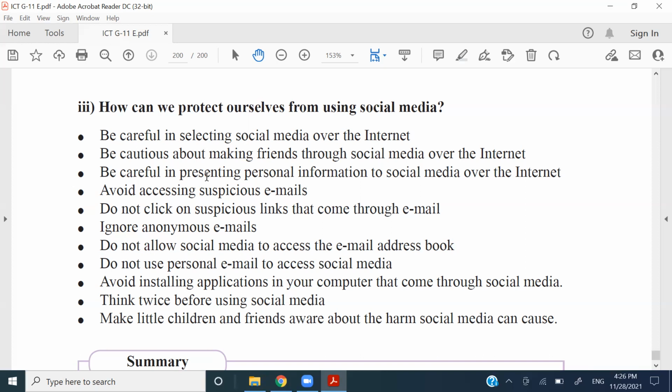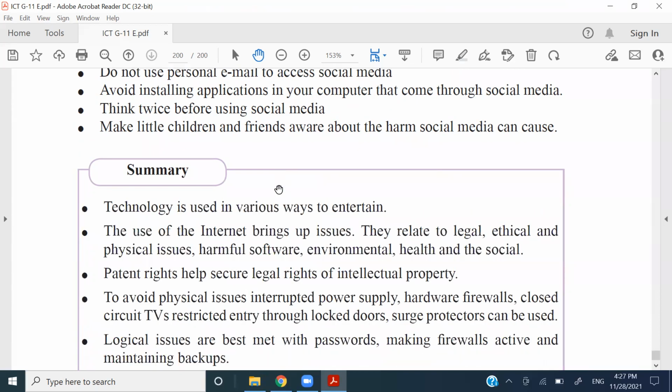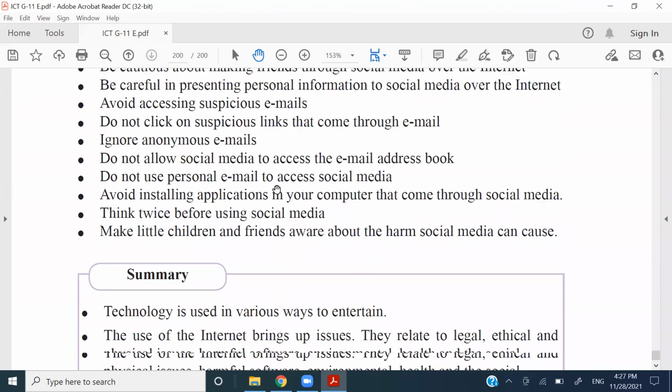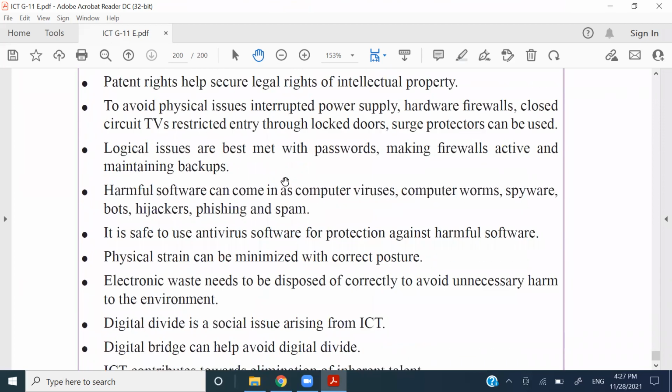It doesn't mean, like, we know the knife is a dangerous tool, because if we cut our hand, it will harm us, right? But we need the knife to cut things, right? So we never go to harm ourselves with the knife. The same applies to social media. So don't harm yourself, but do use it, right? Likewise, we can say these are the ways that we protect ourselves from the cyber crimes which happen in social media.